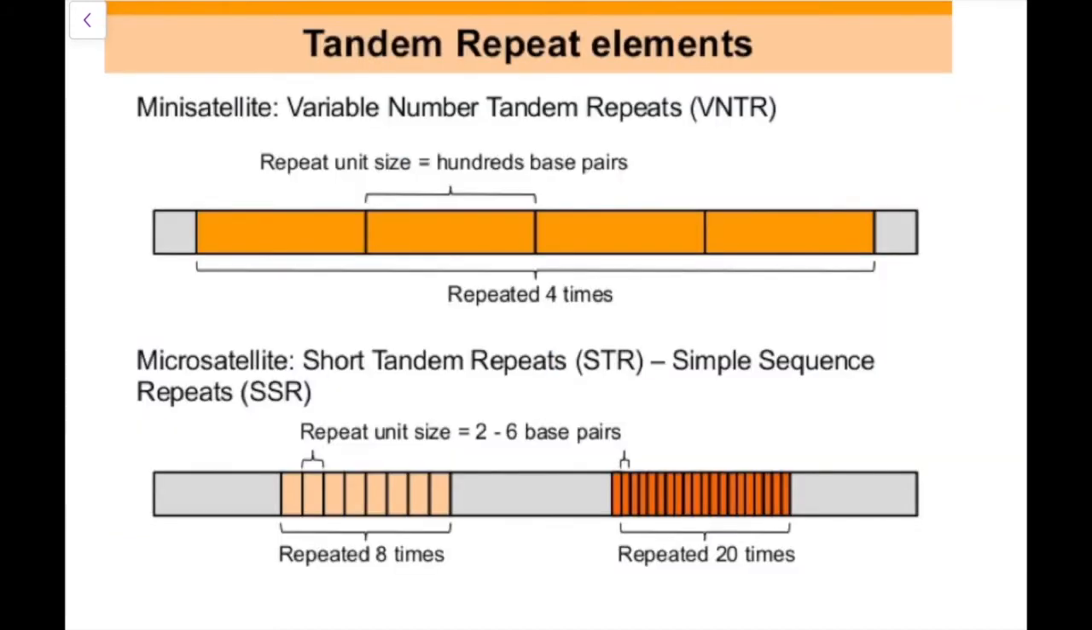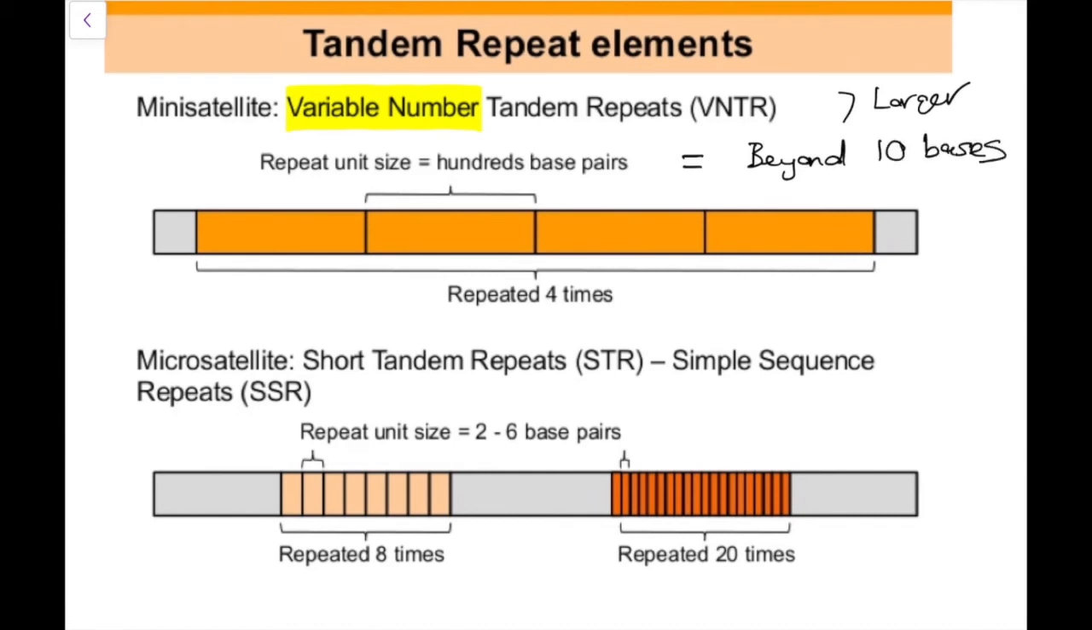And the second type, or the second name, is variable number tandem repeats, because the number in these varies, and these are larger. So these are larger repeated. And you can see here it's saying it's hundreds of base pairs repeated 4 times. The definitions vary, but in many it's kind of beyond 10 bases is called a VNTR.